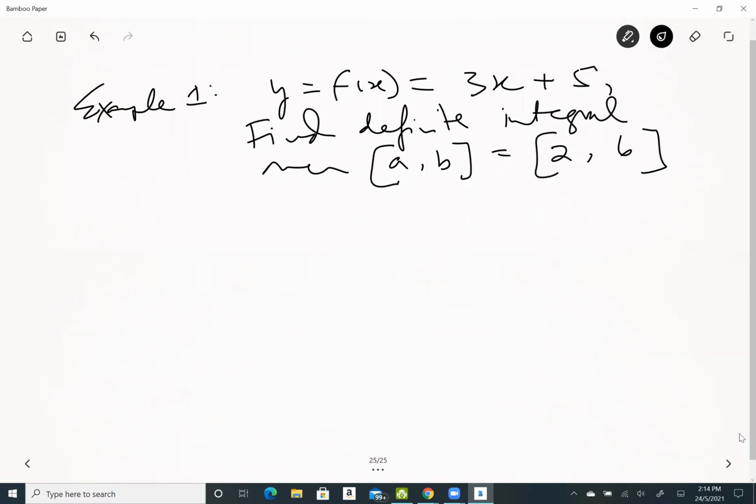Now, it's always good that we sketch the graph of the curve so that we can visualize the area that we are talking about. What is the area that we're talking about? We just need to sketch the graph. Now, if you look at this function here, a simple function, how does the line look like? 3x plus 5.